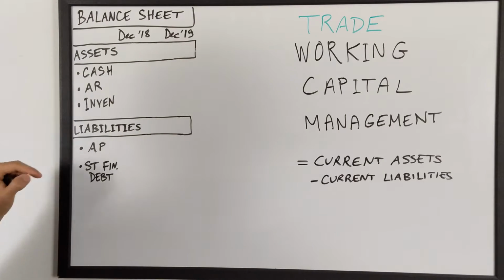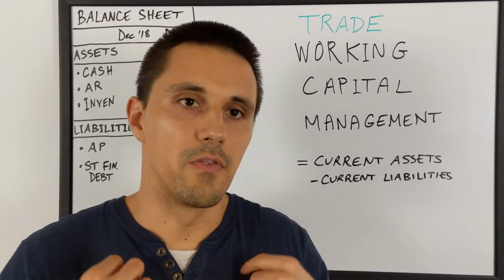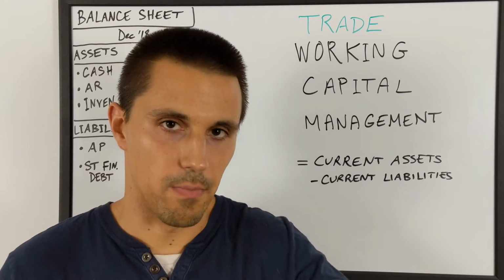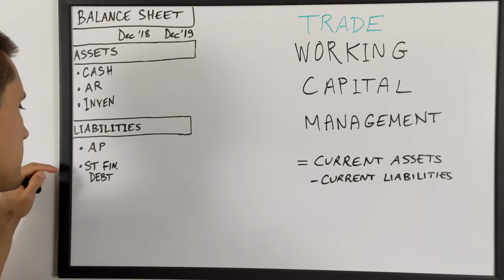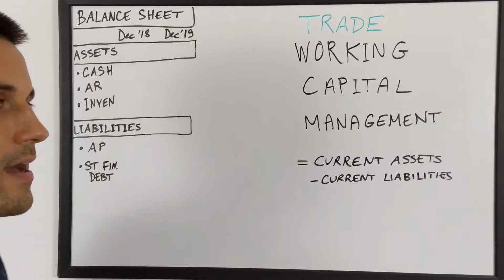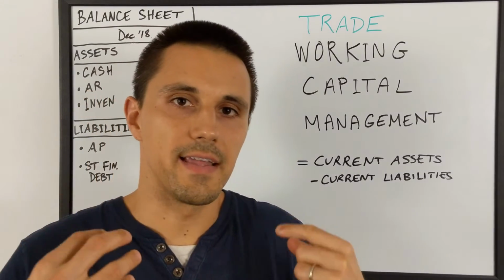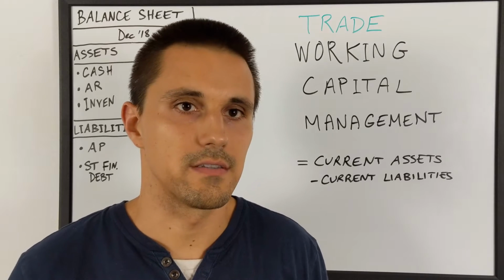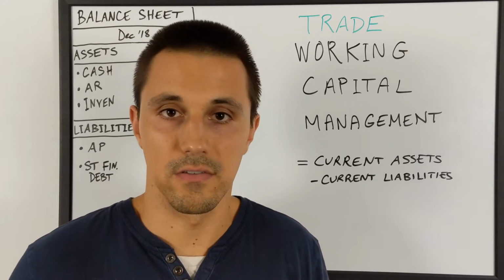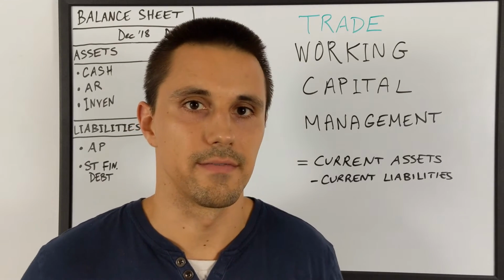And then on the liability side, I have accounts payables, which is the money I owe to my suppliers. So it's supplier debt. And last but not least, short-term financial debt, which is the debt I owe to a financial institution with interests in the next 12 months because it's short term, it's current.